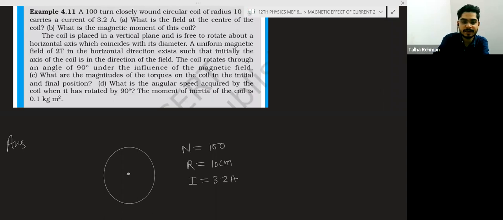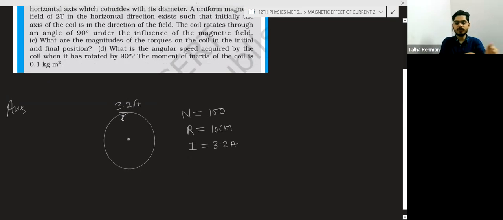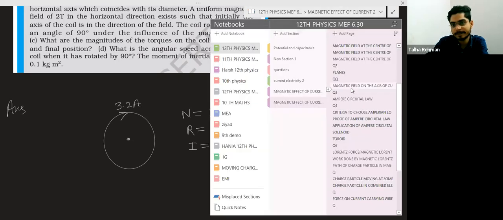Find the magnetic field. Suppose current is flowing in this coil, that is 3.2 ampere. What is the field at the center of the coil? A part: magnetic field at the center of the coil. So this is a circular coil carrying a current. Already discussed this case. See here.